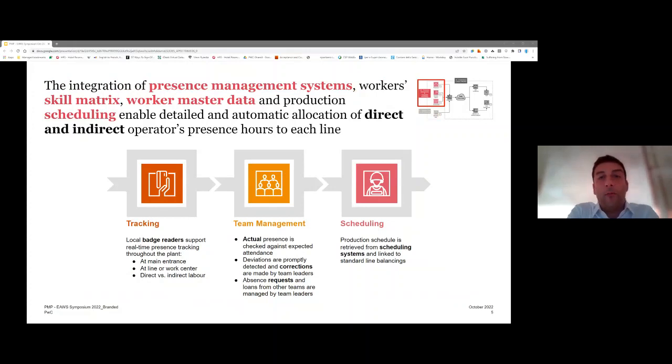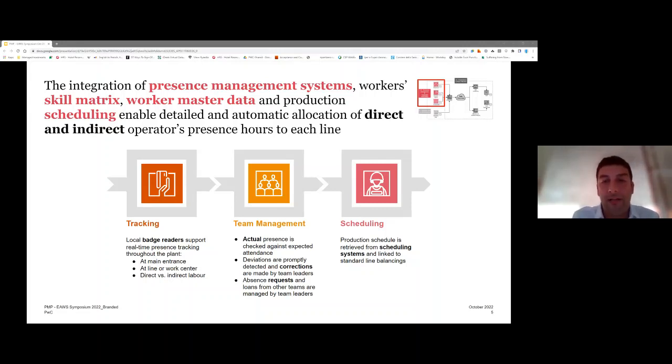This second flow, the presence management flow, provides a detailed mapping of the man hours that are poured into the process. So the actual presence hours are tracked across the plant at line level or at work center level, both for direct and indirect workers. And any deviations from the expected attendance are promptly detected, and the corrections can be made directly by team leaders, who can also manage other daily tasks like absence requests and loan requests from other teams.